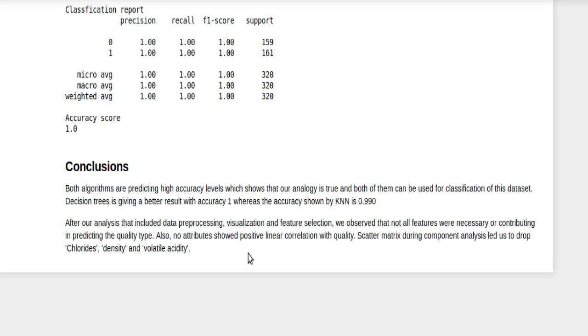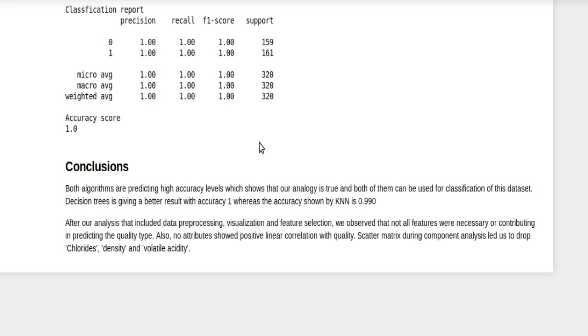So what we concluded from this project is that both the algorithms are predicting high accuracy levels. One is giving 99% and the other one is giving 100% result. And this shows that our analogy is true and both of them can be used for classification of this data set. Decision trees is giving better results with accuracy 1, whereas the accuracy shown by KNN is 0.99.